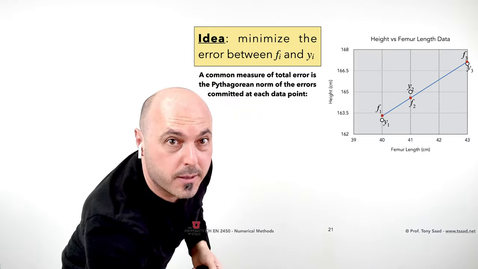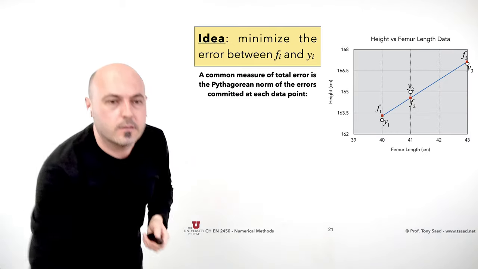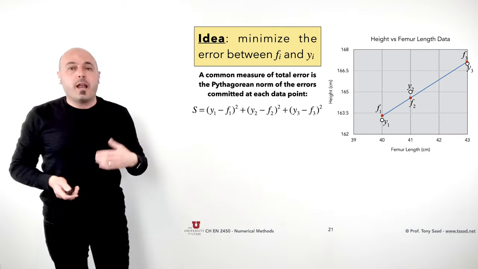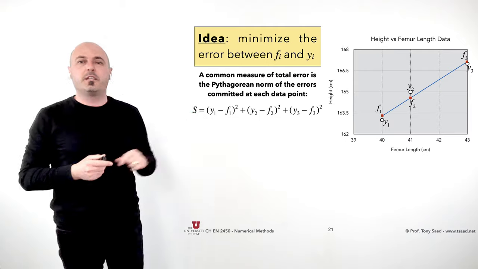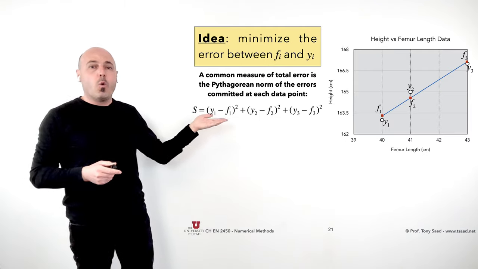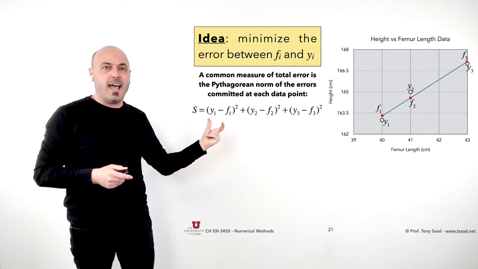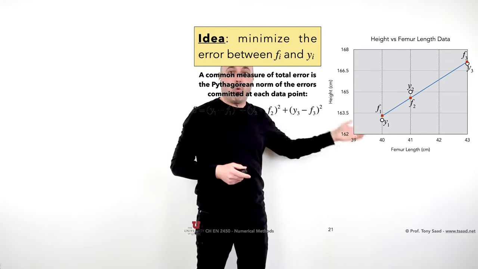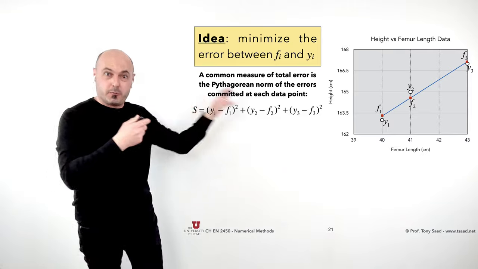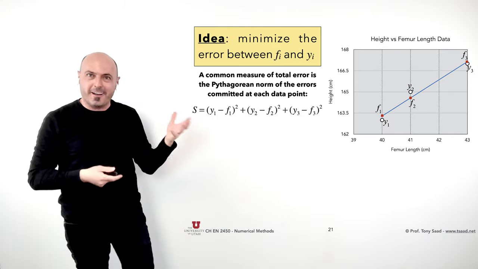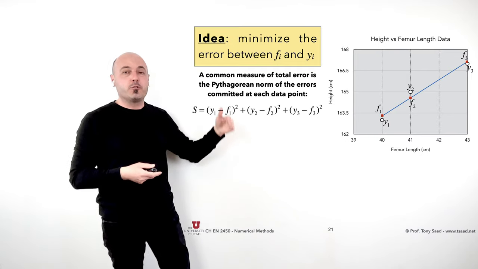We're gonna use a Pythagorean norm of the error committed at each point. Now this aggregate error is going to be the sum of the squares of the individual errors. You see here, this S has Y1 minus F1 squared. That's the error. Y1 minus F1 is the error committed at point one, correct? Y1 is the input data and F1 is the model curve. We're still trying to find F1, but we're plugging it in because it's going to give us a formula to help us find what's going to go in F1. And Y2 minus F2 is the distance between F2 and Y2, right?